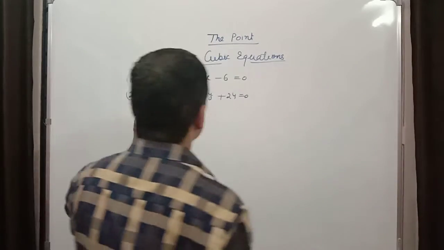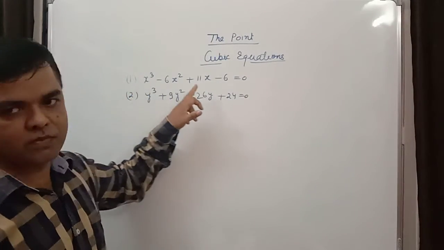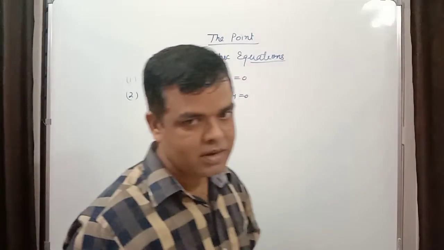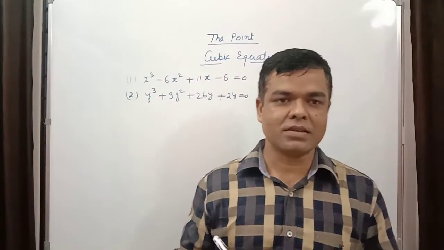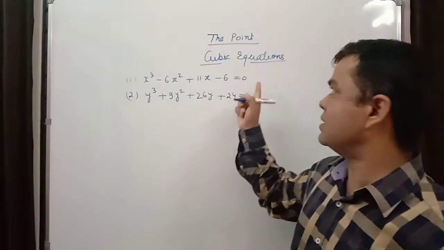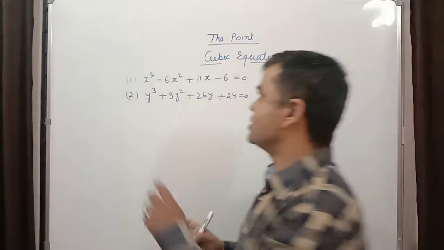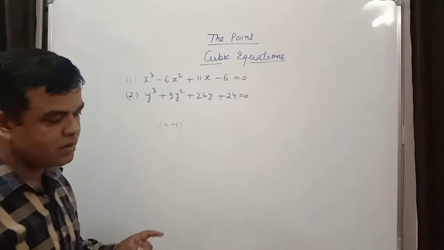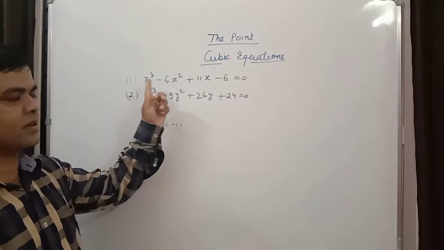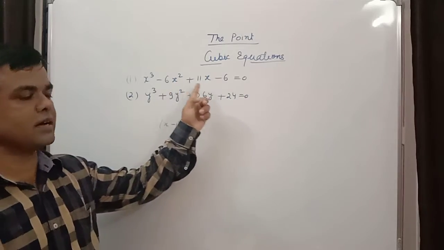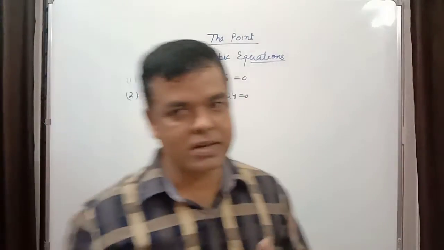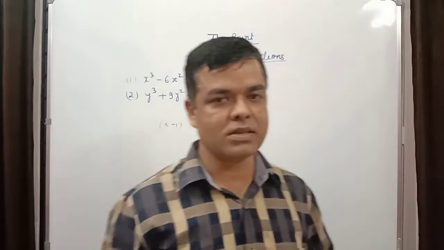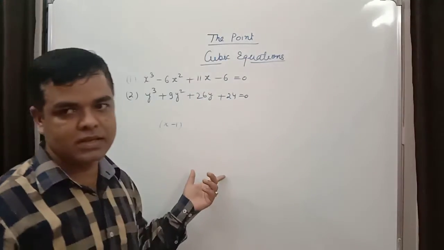First, you put x is equal to 1. Suppose the equation satisfies x is equal to 1. It means x minus 1 is a factor of this equation. Then divide the equation by x minus 1, and you will get a quadratic equation. How to solve a quadratic equation, I have already told you. You can solve that quadratic equation and easily find out the roots.